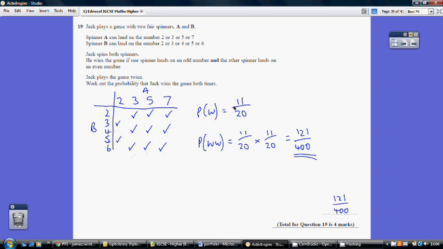Now he plays the game twice and we've got to work out the probability he wins both games. So he's got to win game number 1 and game number 2. Because it's an and, we multiply. So 11 11s are 121, 20 20s is 400. Final answer.